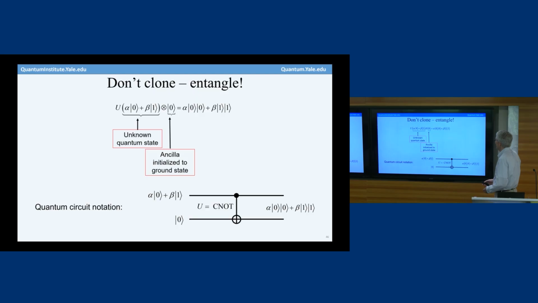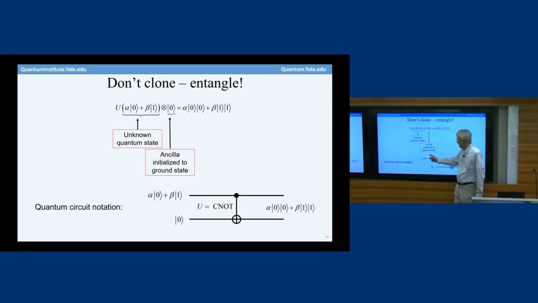Okay. So we don't clone, we entangle. Instead of making this times this, we're going to make this. Right? Now alpha and beta only appear linearly on the other side. That's legal. Okay? And in fact, here's the circuit that does it.